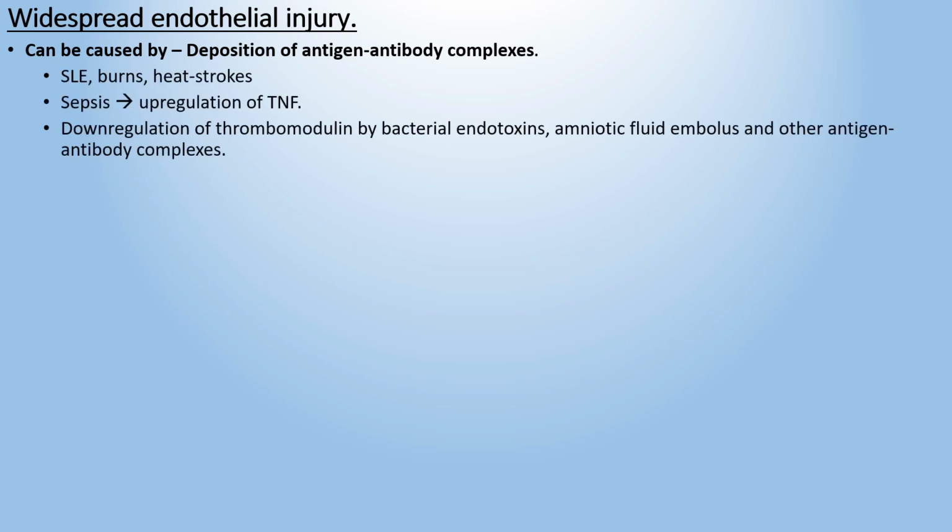Widespread endothelial injury is primarily caused by deposition of antigen-antibody complexes. Deposition of antigen-antibody complexes can occur in several conditions like SLE or systemic lupus erythematosus, which is an autoimmune disorder, burns, heat strokes, and sepsis. In sepsis, bacterial antigens cause formation of antigen-antibody complexes, which further cause upregulation of the function of the cytokine TNF. Many bacterial endotoxins, amniotic fluid embolus, and other antigen-antibody complexes cause downregulation of thrombomodulin, which is present on the endothelial cells. It has a huge implication in the mechanism and pathogenesis of disseminated intravascular coagulation and widespread clot formation.